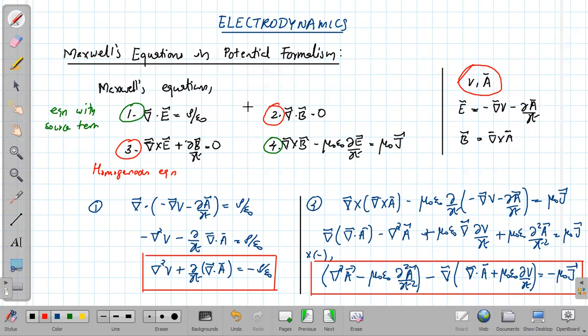But there is no need to substitute in equations number 2 and 3 because they are homogeneous equations. There is no source term present there, and if you substitute, you will get the equation 0 equal to 0. Whereas if you substitute in equations number 1 and 4, you will get non-trivial equations. Equation number 1 gives del square V plus dou by dou t of del dot A equal to minus rho by epsilon 0, and equation number 4 gives this lengthy equation. That's all for now, and we'll discuss the Lorentz gauge and Coulomb gauge in the next class.